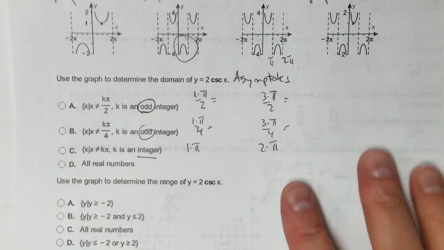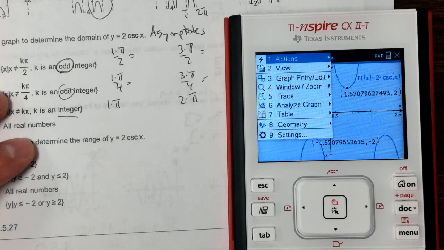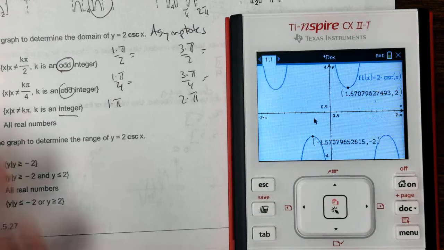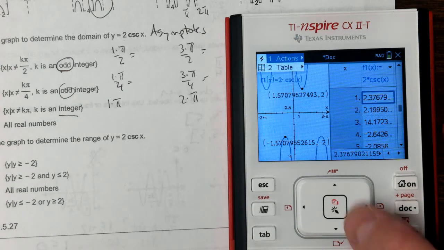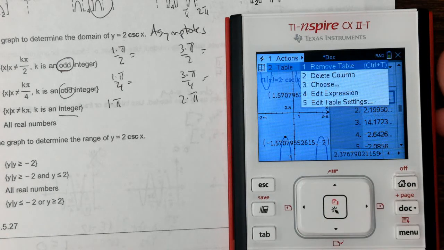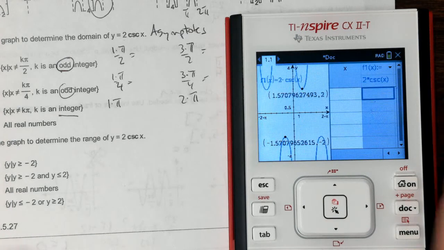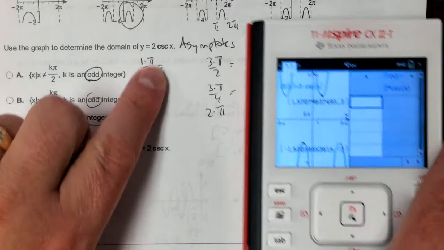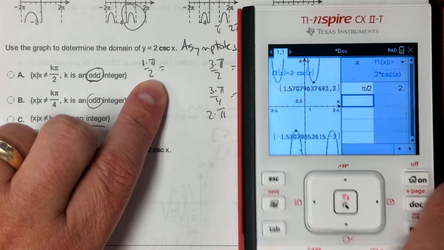Okay, so what I'm going to do is I'm going to check my table. So go menu, actually just go Control T, go to your table, and go to your settings, change independent to ask. Okay, so now it's all blanked out. So when I do pi halves, this shouldn't be surprising, but I'm going to do it anyway. I get 2. It's not a surprise because we knew that.